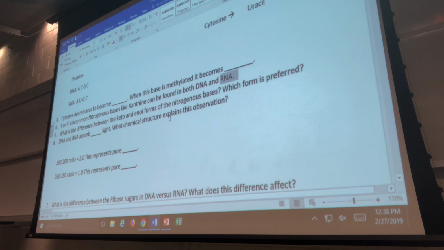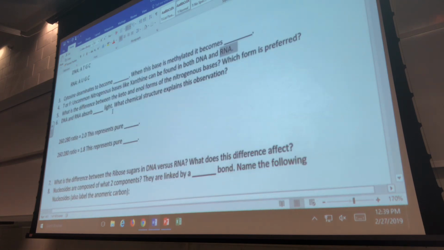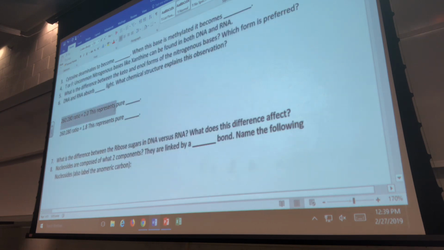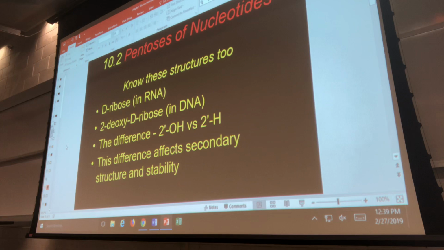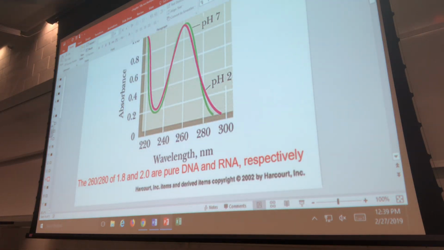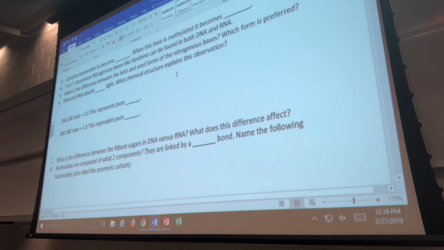The difference between keto and enol forms we just saw is that the keto form has what functional group in it? A ketone, and the enol form instead is what functional group? An alcohol, okay? So those are the two forms a nitrogenous base can have. Which form is overwhelmingly preferred? The keto form, good. DNA and RNA absorb what type of light? UV light. And what chemical structure, from organic chemistry, explains this observation? Aromatic, good. All right, I've already forgotten the number, so I will probably have to flip back. But this statement up here, if it's 2.0, what does that represent? RNA, is that right? Good, because I don't get tested on this anymore. The machine tells me. All right, yes, 2.0 represents RNA, 1.8 instead represents DNA.